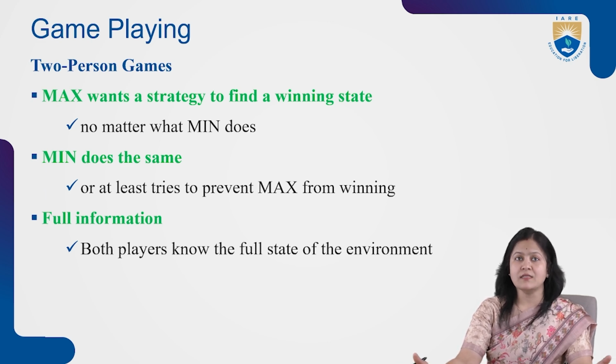To understand it, as the name implies, in a two-person game two people will play, or two agents will play against each other. Here a few terms we need to remember. Of the two persons, one of the person or agents may be the max player, and the other may be the min player. Max wants a strategy to find a winning state. That means no matter what min does, the max player always tries to win the game, and the min player also does the same thing like the max player, or at least tries to prevent max from winning.